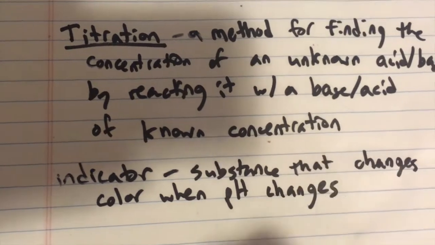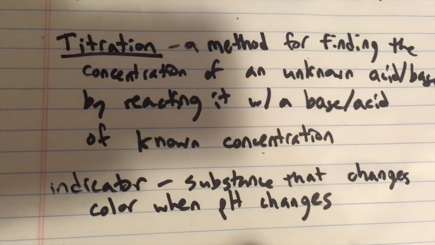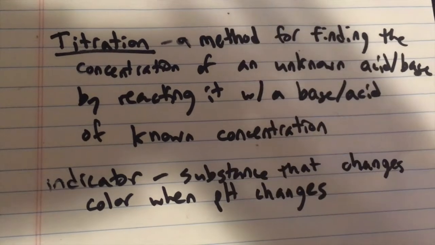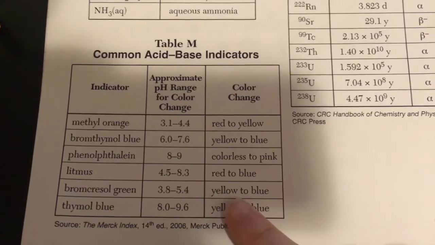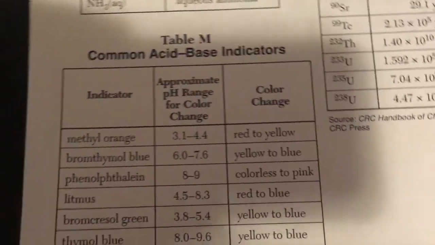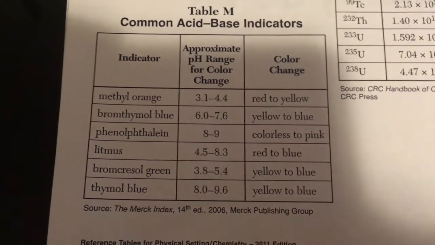That changes color when pH changes. So cabbage juice is a nice example of an indicator. If you look at your reference table, there's a whole list of commonly used indicators in chemistry lab. All right, so if we look at table M in the reference table, that shows us common acid-base indicators. So these are substances that change color as the pH changes.